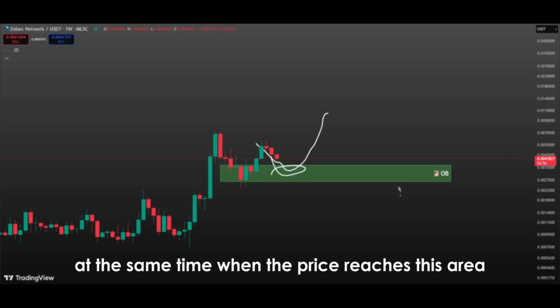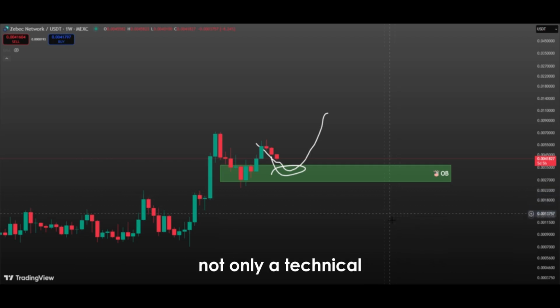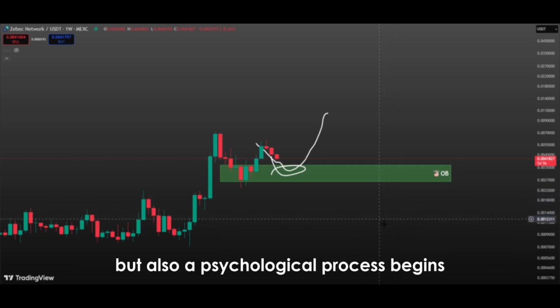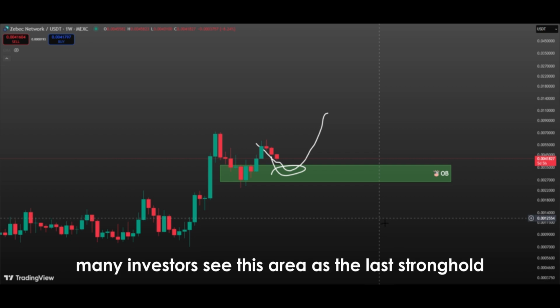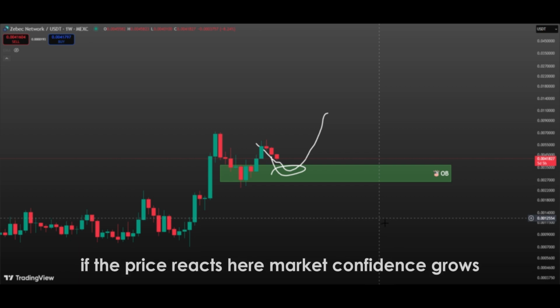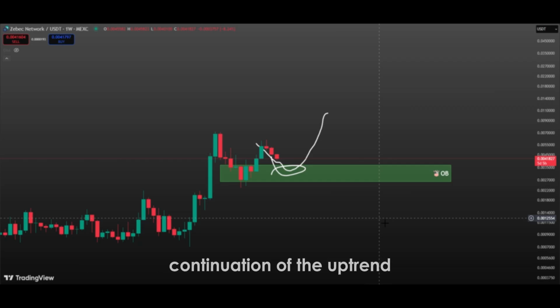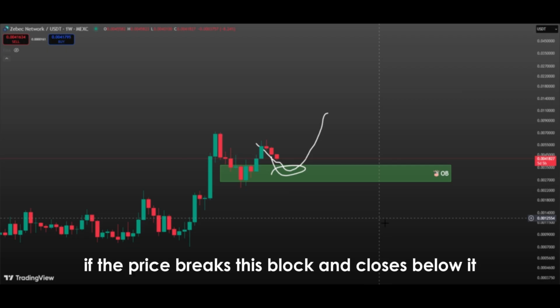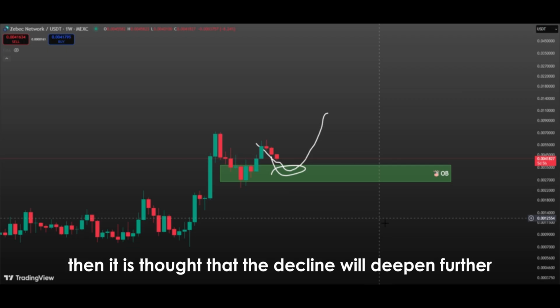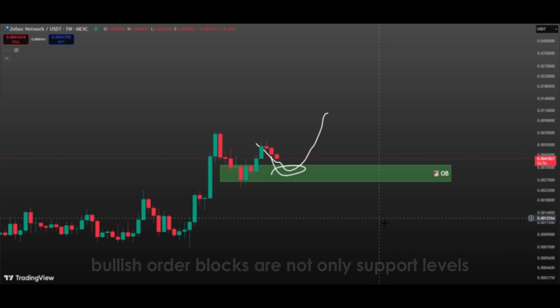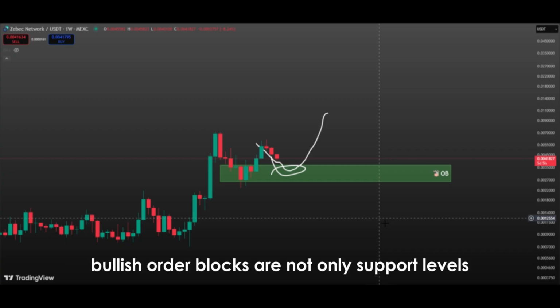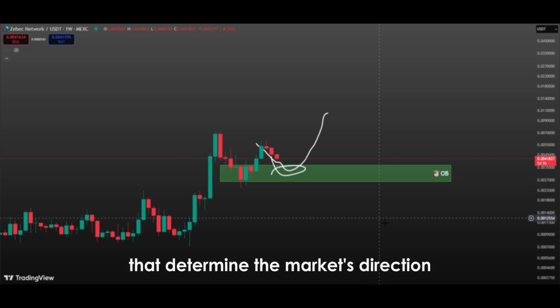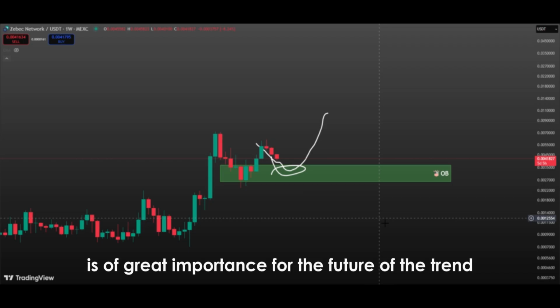At the same time, when the price reaches this area, not only a technical but also a psychological process begins. Many investors see this area as the last stronghold. If the price reacts here, market confidence grows and a strong foundation for the continuation of the uptrend is formed. On the other hand, if the price breaks this block and closes below it, then it is thought that the decline will deepen further. Therefore, bullish order blocks are not only support levels, but also critical turning points that determine the market's direction. That's why the reaction shown when the price reaches them is of great importance for the future of the trend.